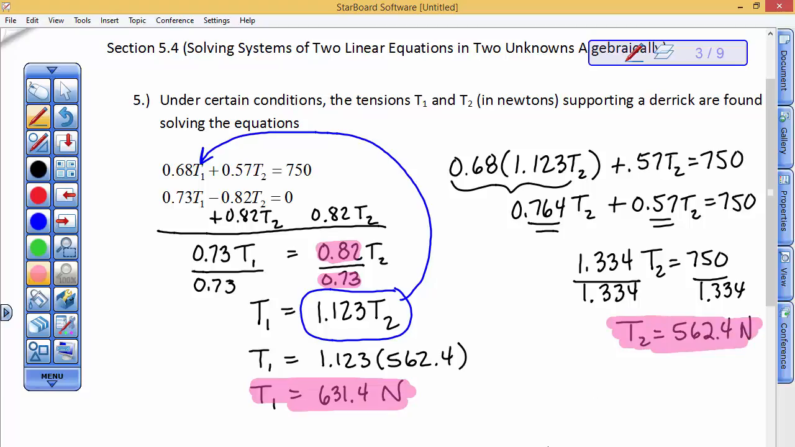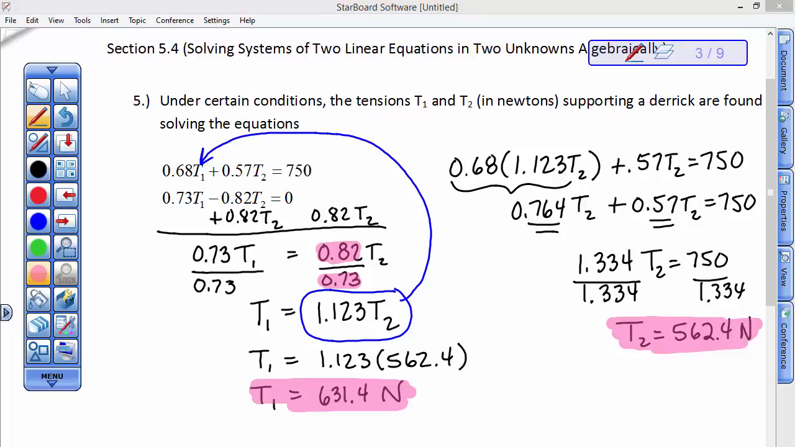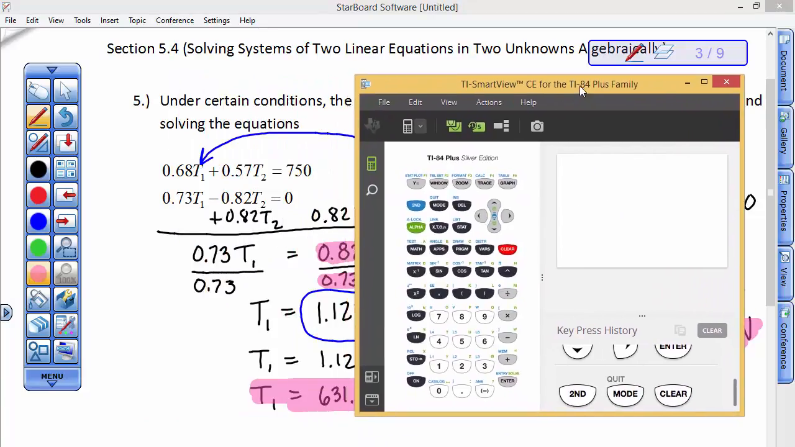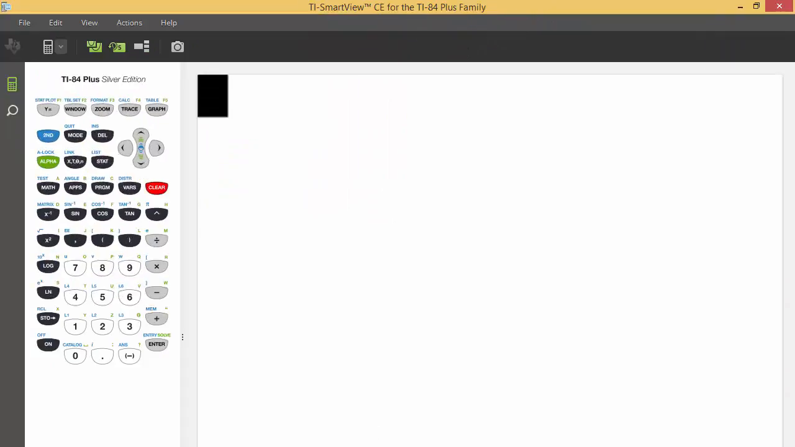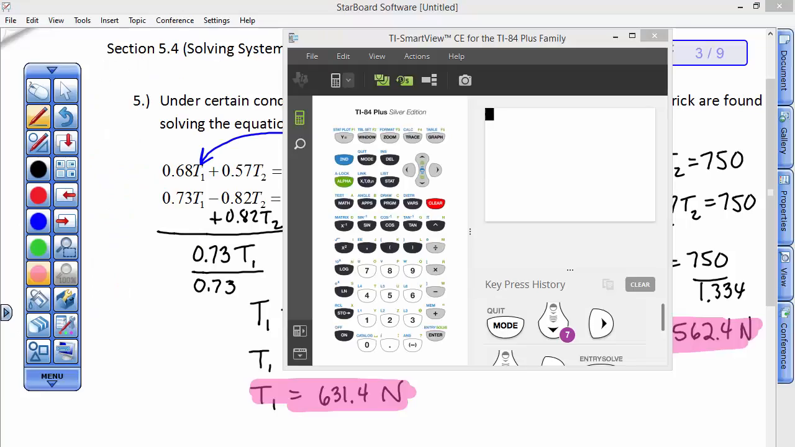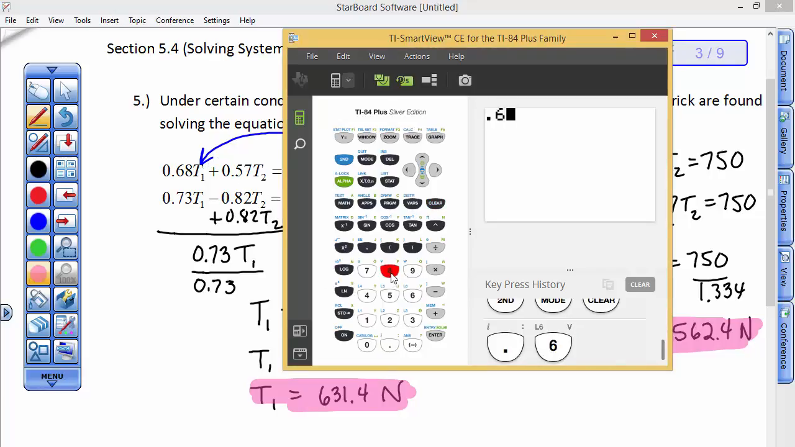I would check this now on my calculator. So I'm going to pull up my calculator and take my two solutions. I have them in my notes. So the first statement says take 0.68 times t sub 1. So I'm going to take 0.68 times the 631.4. And then it says add 0.57 times t sub 2, which is 562.4.